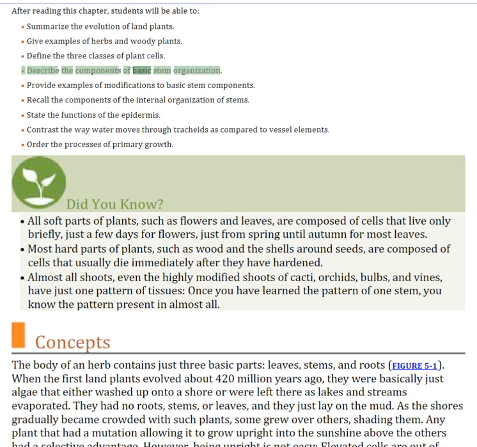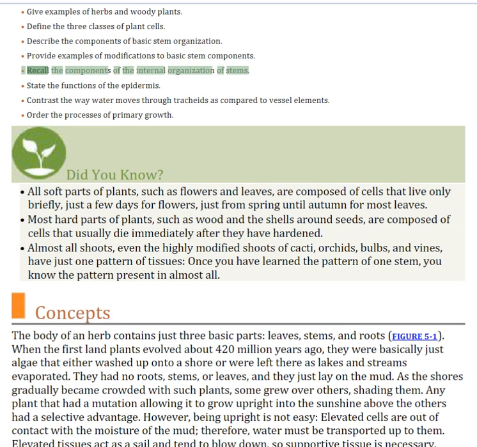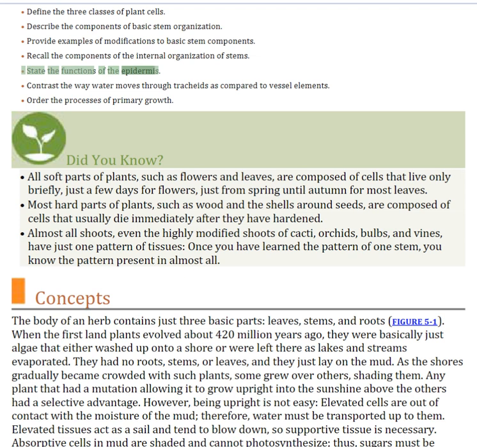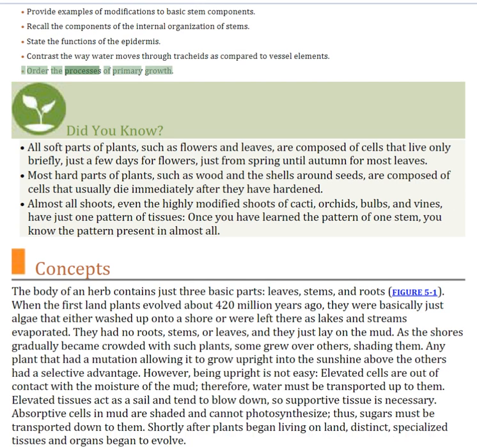Describe the components of basic stem organization. Provide examples of modifications to basic stem components. Recall the components of the internal organization of stems. State the functions of the epidermis. Contrast the way water moves through tracheids as compared to vessel elements. Order the processes of primary growth.